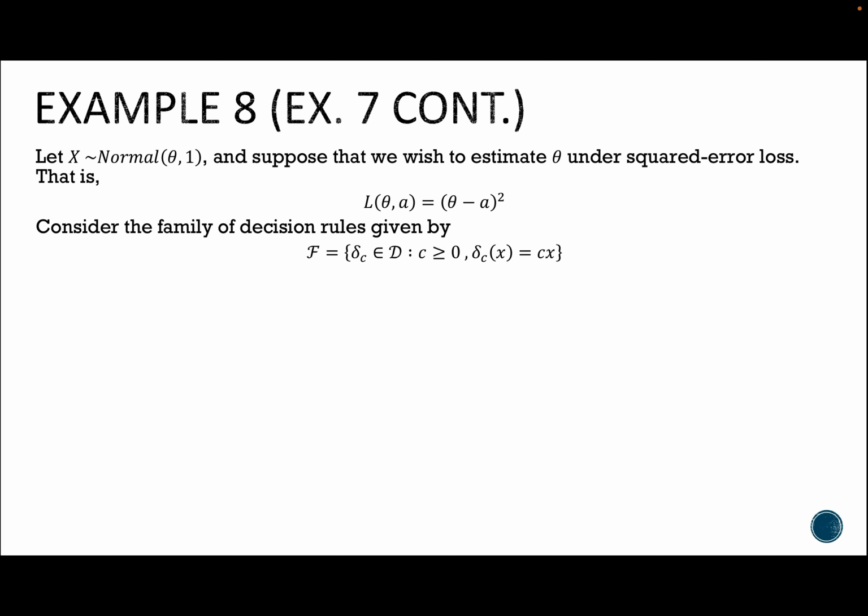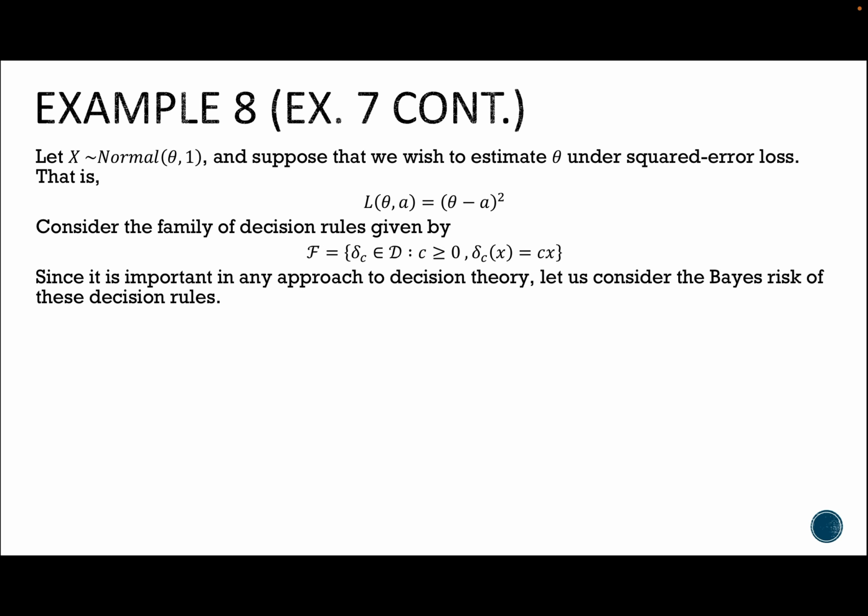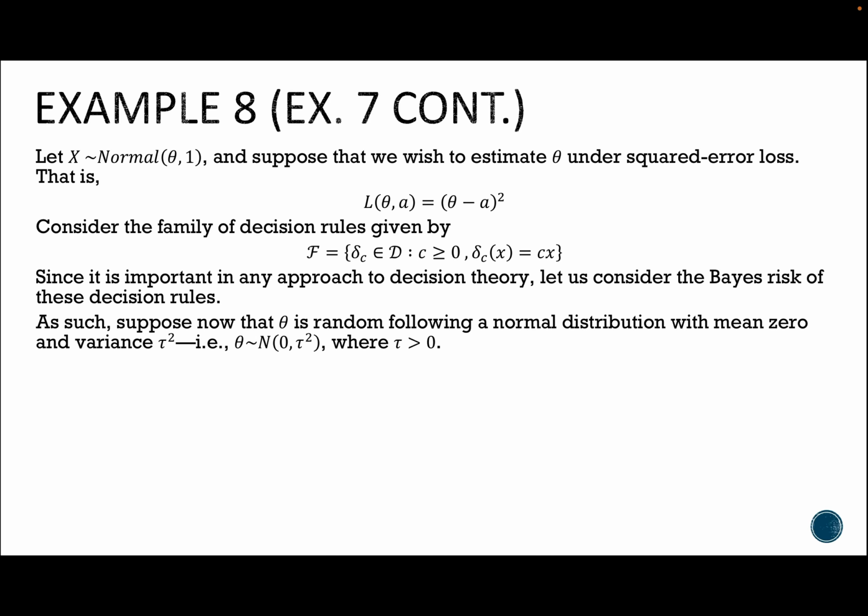So we're going to continue essentially example 7. And recall in example 7, we had one observation x which followed a normal distribution with mean theta and variance 1. And we estimated theta using squared error loss. We considered this family of decision rules. And since it is important in any approach to decision theory, as it says there, we're going to consider the Bayes risk of these decision rules.